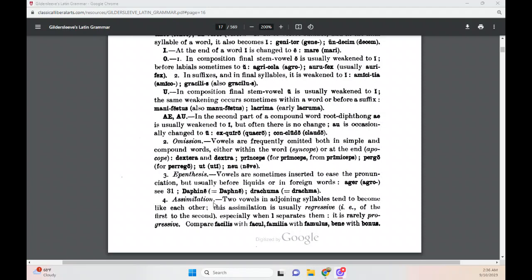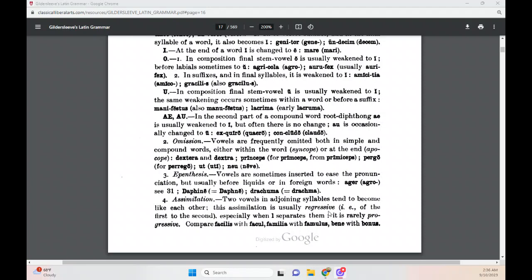form of a word, the ending sounds of the first syllable and the beginning sounds of the second syllable come together and they can assimilate or become more like one another. They can change so that they're more similar. So it's like one sound between them. Let's look at an example.